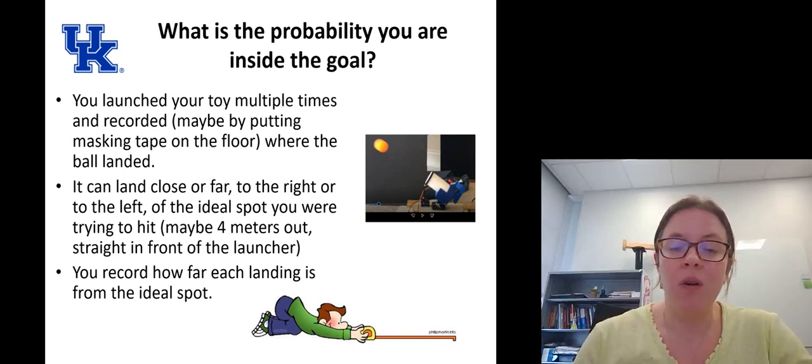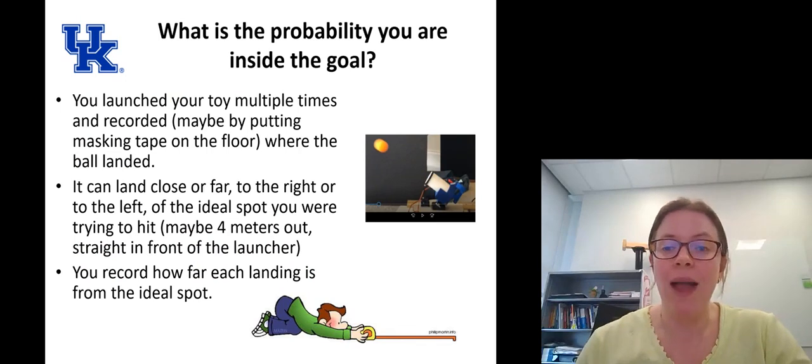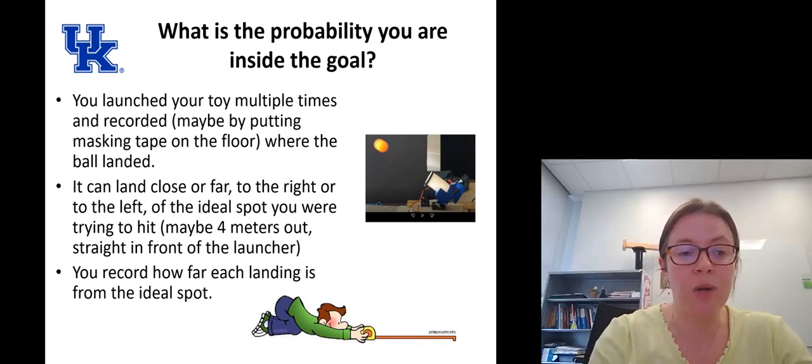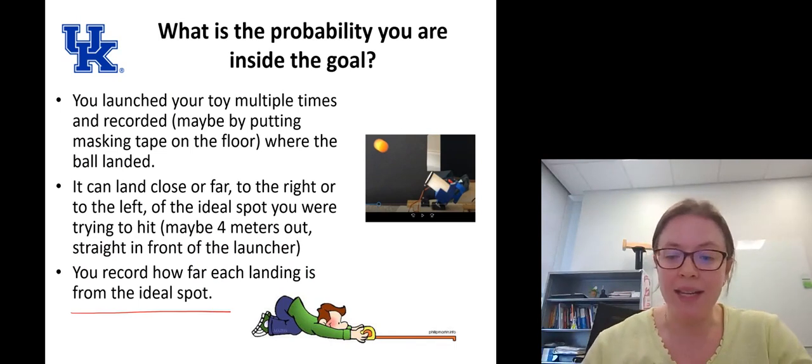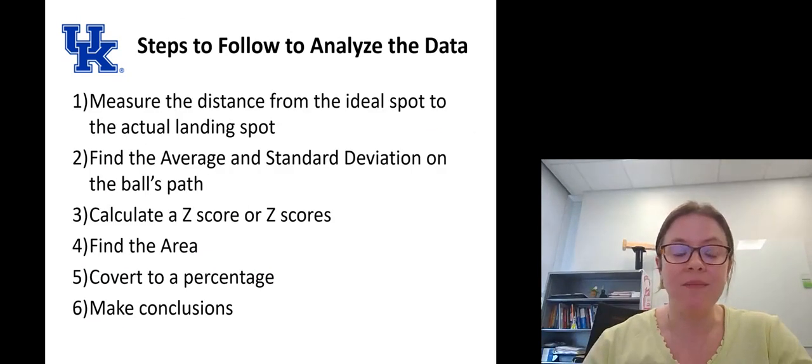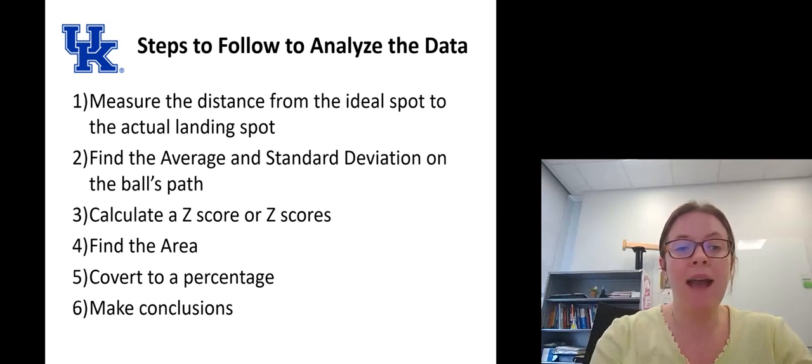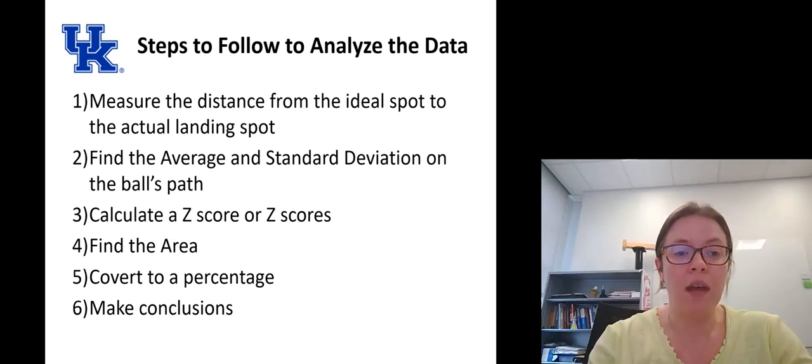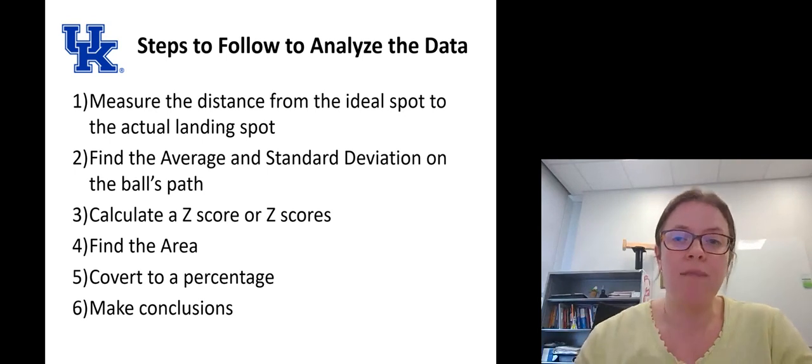So let's think about what the probability is that you are getting your ping pong ball inside the goal. Once again, if we were actually able to finish this project, you could collect data to see how accurate your launch was. You could record how far each landing is from the ideal spot. Then we could take the following steps to analyze the data. Number one, measure the distance from the ideal spot to the actual landing spot. You would do that many, many times. Then we could find the average and the standard deviation on the ball's path. We could calculate a z-score or z-scores, find the area under the curve, convert that to a percentage, and then make conclusions.